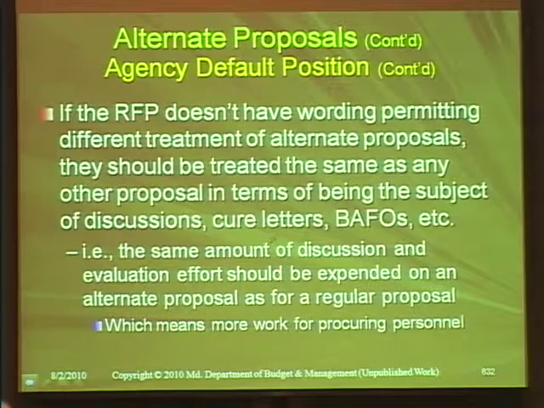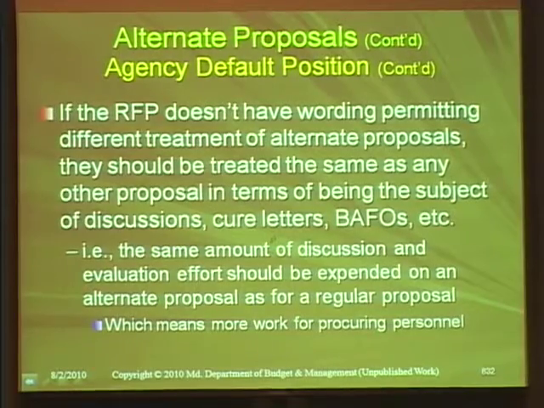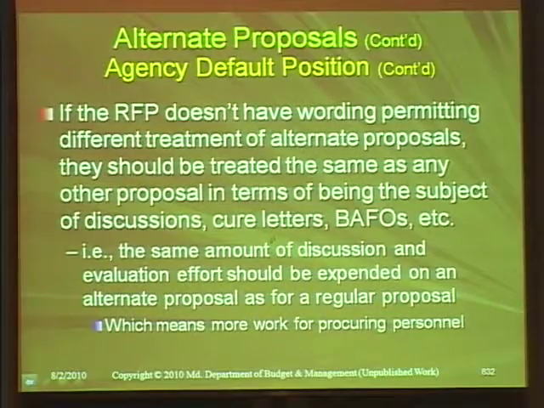If the RFP doesn't have wording permitting different treatment of alternate proposals, they should be treated the same as any other proposal in terms of being the subject for discussions, cure letters, etc. So if you don't have that wording that says that unless we clearly can tell that an alternate proposal is better, we have the right to eliminate that without discussions, even though we will still have discussions with vendors on the regular proposals, then you must. If you don't have the wording that allows you not to, then you must treat them as if they're just a proposal from anybody else.